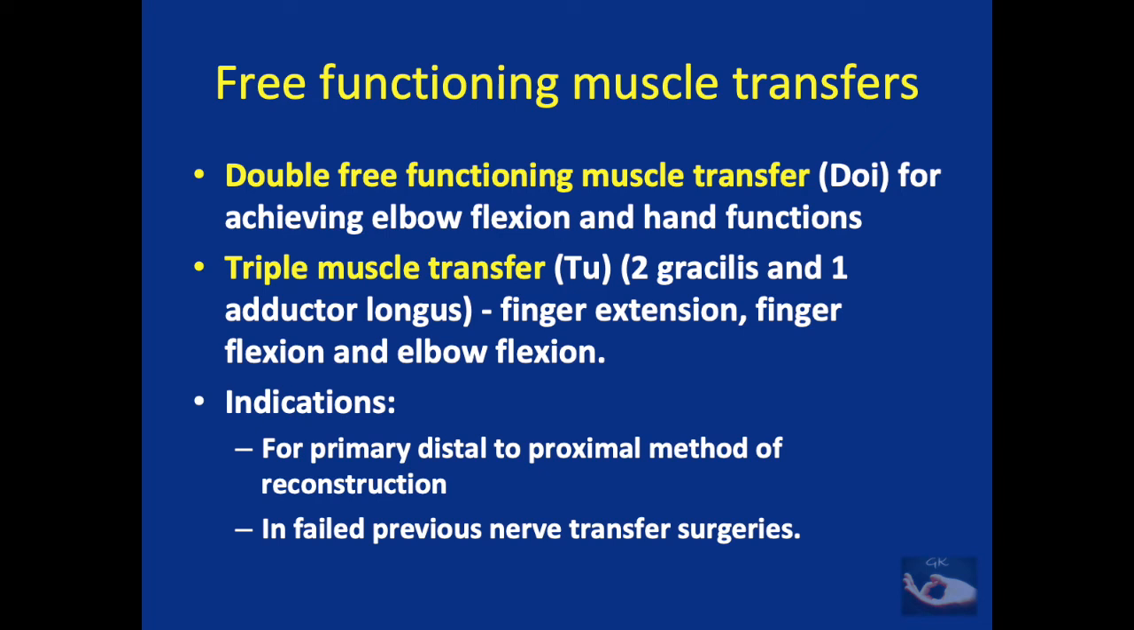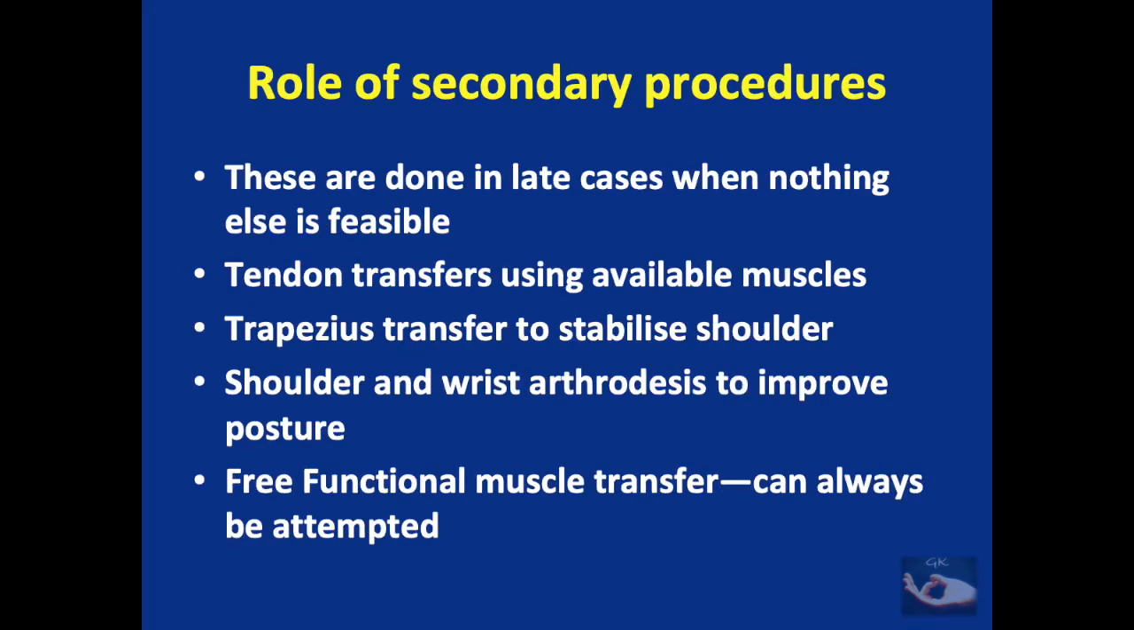The indications for these free functioning muscle transfers are either primary distal to proximal method of reconstruction or in failed previous nerve transfer surgeries. Secondary procedures are done in late cases when nothing else is feasible, like for instance tendon transfers using the available muscles like the trapezius to stabilize the shoulder and wrist arthrodesis to improve the posture, and free functional muscle transfer can always be attempted.